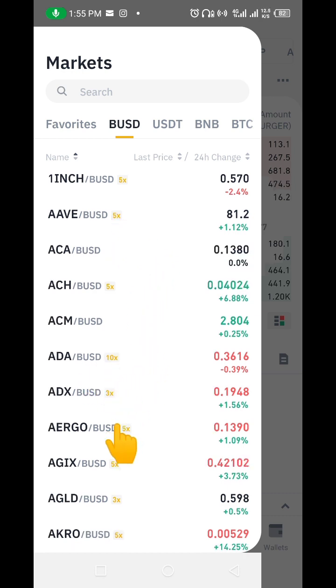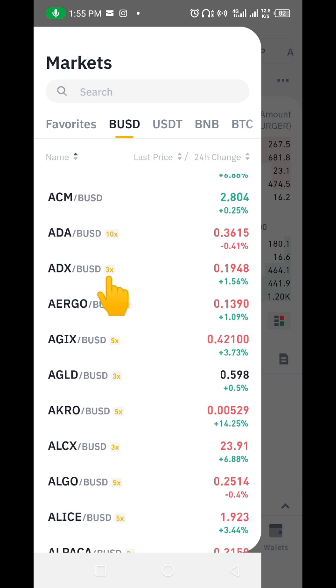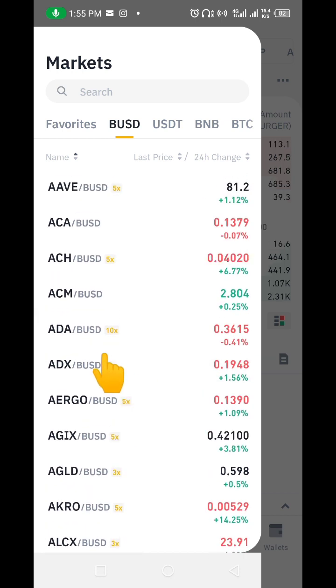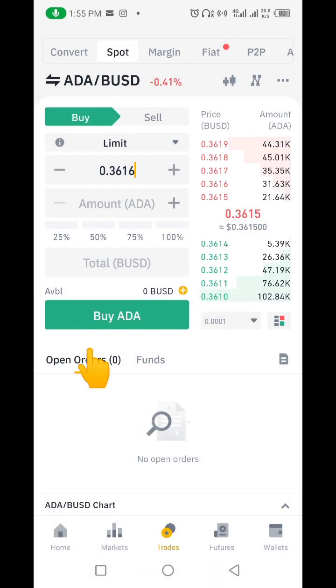ADA has been doing very, very well. You can see this one doing 3x. I will not advise you to go and buy a coin that is doing 10x already. Okay, let's click on this ADA and see. So if I click on this ADA here now, it's going to bring us here.